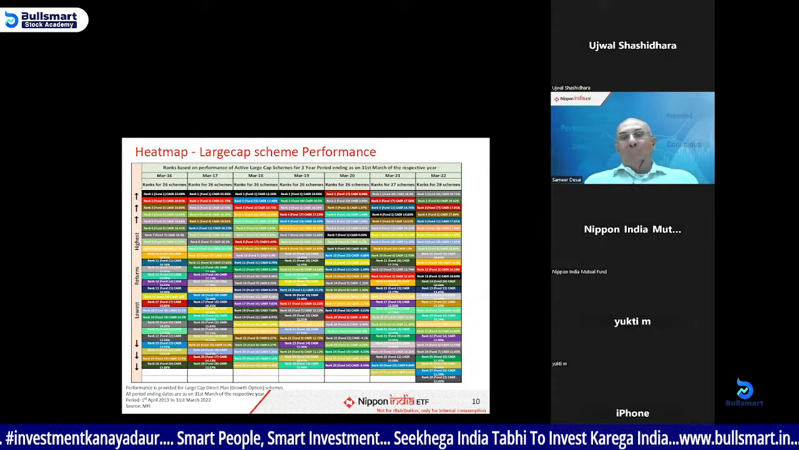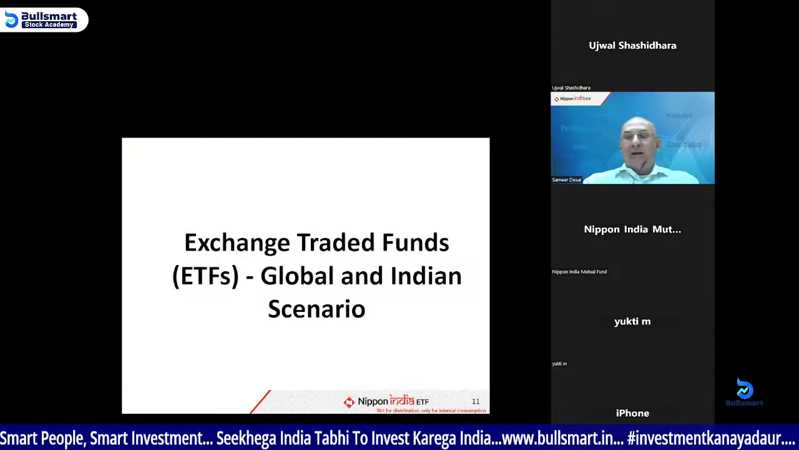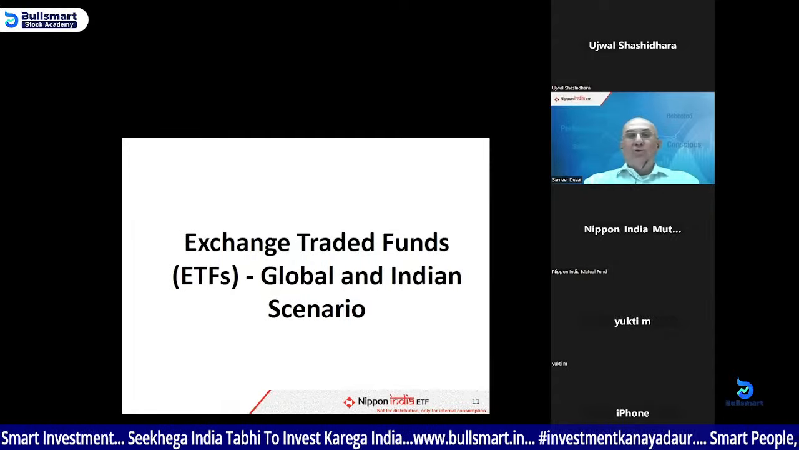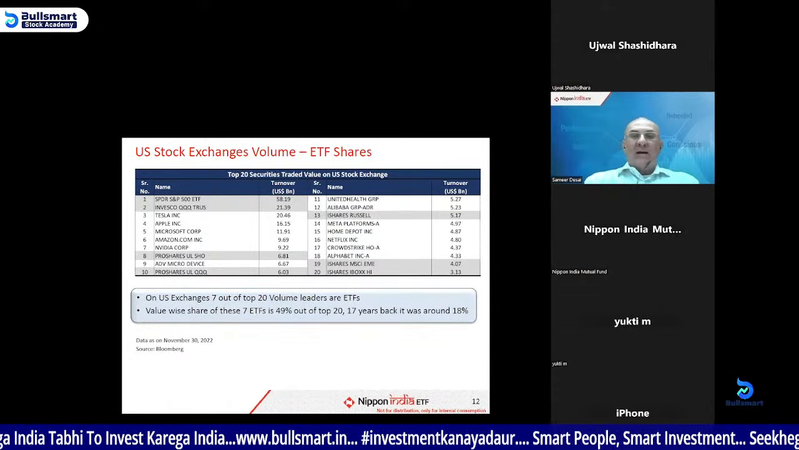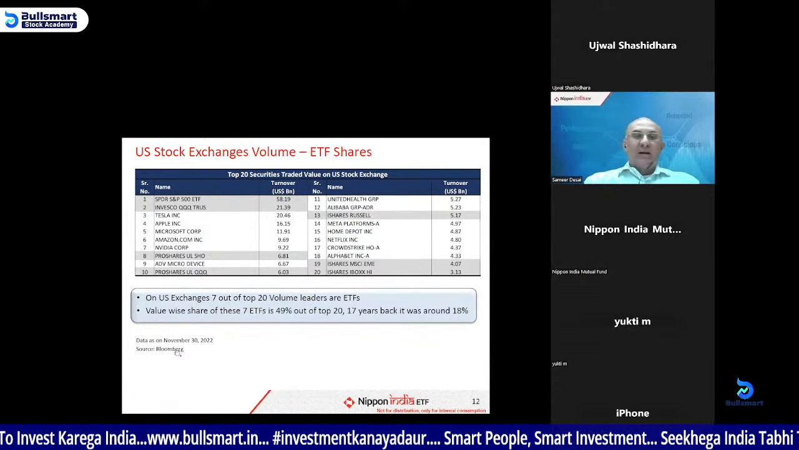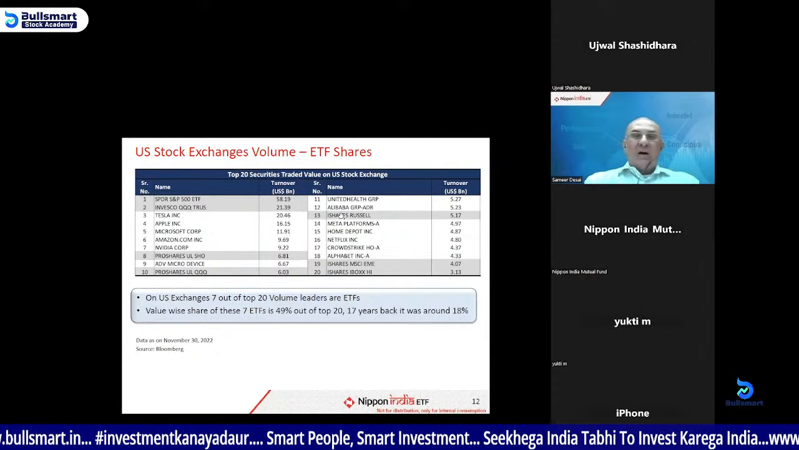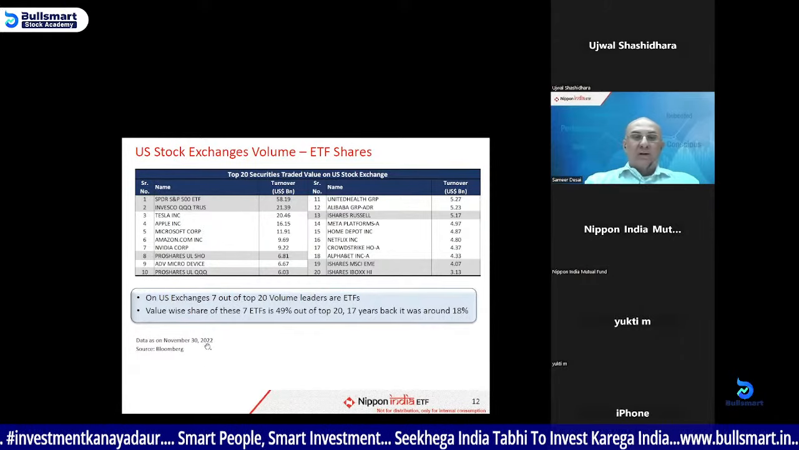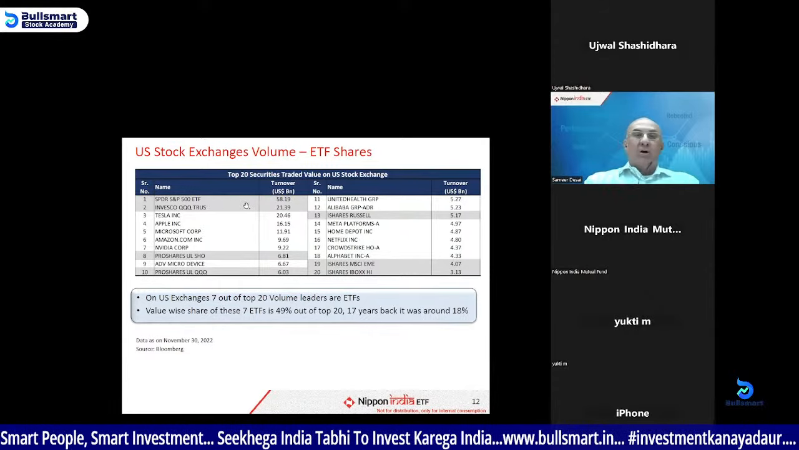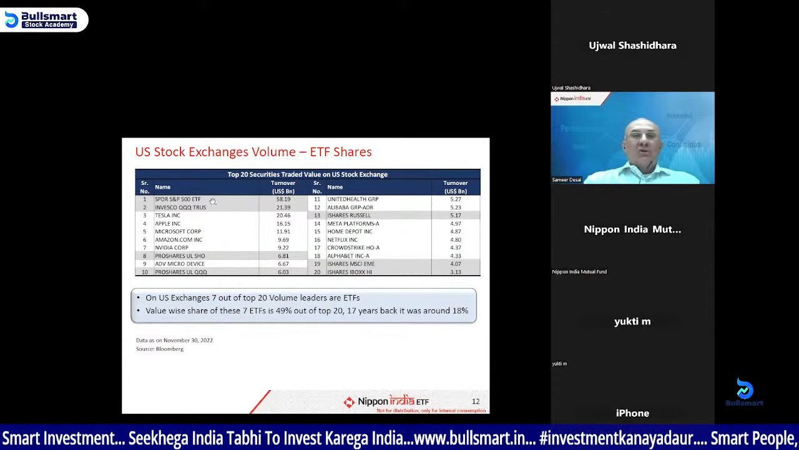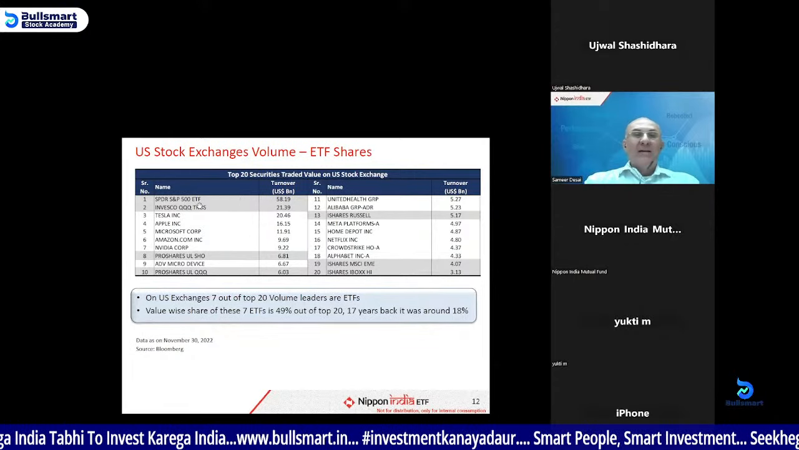So this is the best analogy that I can give for an ETF. What happened in the Ramayana is exactly what happens when you invest into an ETF. So let us look at some of the ETF data. Now, this is a typical trading snapshot of the New York Stock Exchange on a particular day, November 30th, 2022. As you can see here, the shaded rows are all ETFs. So the highest traded security on the NYSE on most days is an ETF.